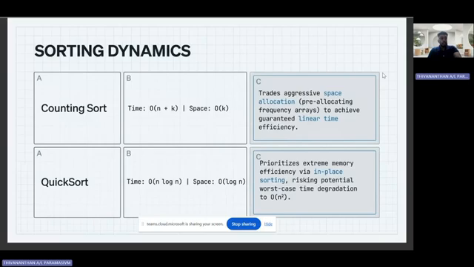So now is sorting algorithms. Sorting algorithms are two types: counting sort and quick sort. The counting sort is a frequency engine to achieve linear O(n plus k) execution time. The speed is the priority, while quick sort has base memory of O(log n) in place. But the risk is O(n squared) time in the worst case.